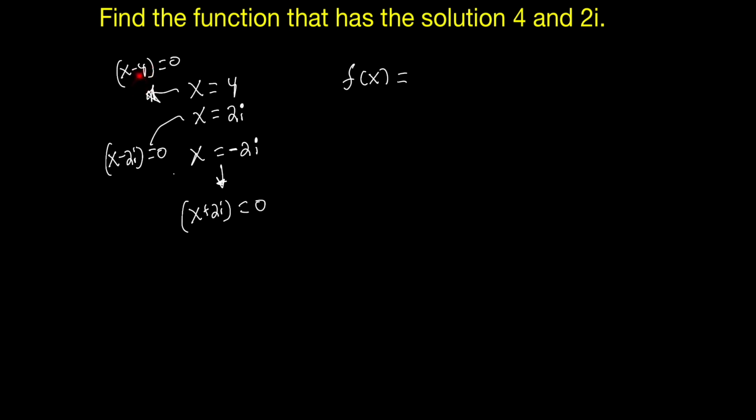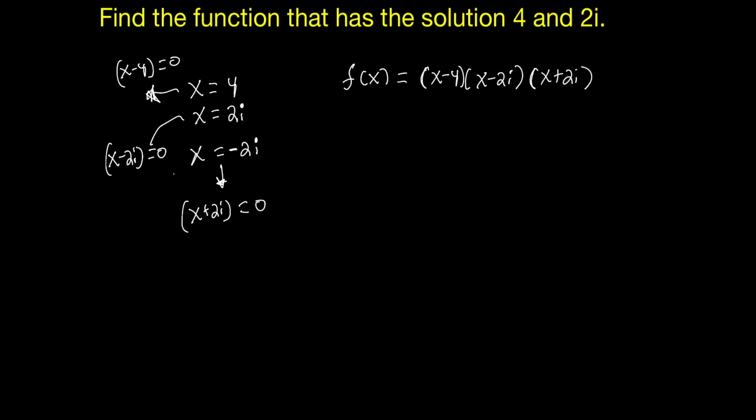So I'm going to multiply these binomials together, and that's going to allow me to retrieve the function that has these solutions. So I'm going to begin by grabbing x minus 4, multiplying it with x minus 2i, and then multiplying it with x plus 2i.